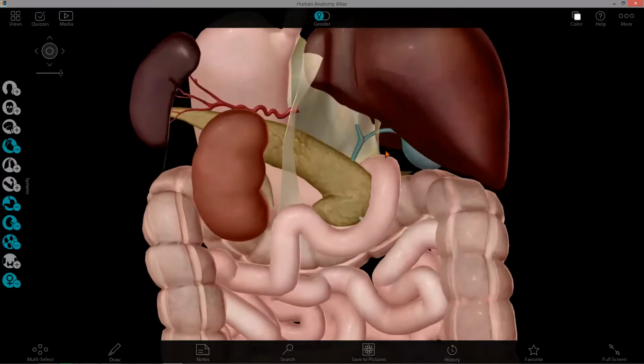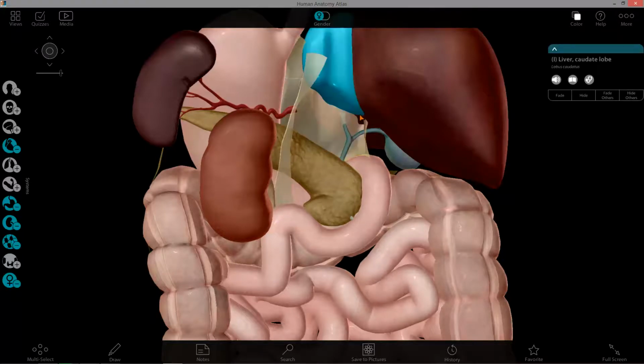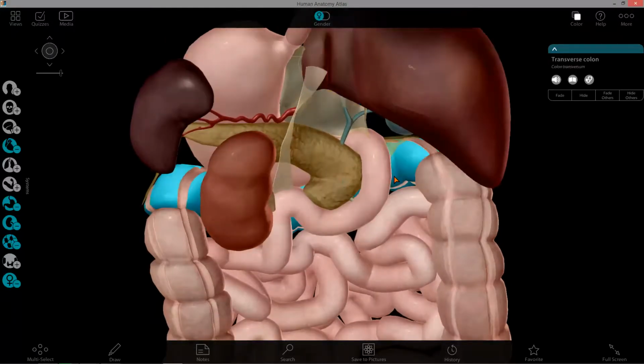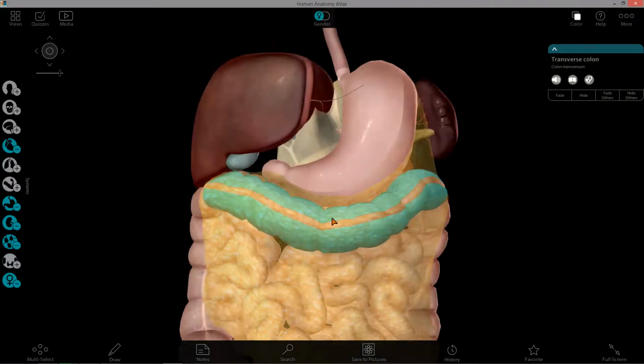And finally, the superior boundary is the liver, up here, highlighted here. And the inferior boundary is the transverse mesocolon, which unfortunately I can't show you because the transverse mesocolon isn't present in this model, but it's basically the mesentery which is suspending the transverse colon, which I have highlighted here in blue.